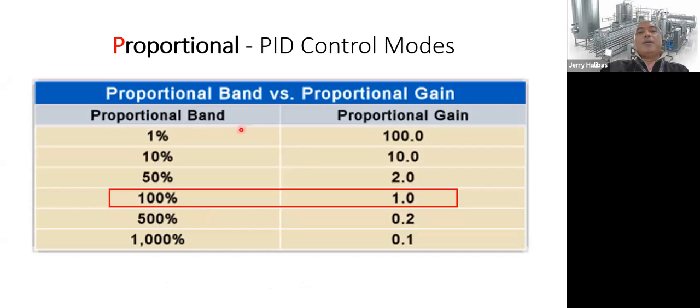So, the proportional gain, if it is 100, you make it inversely proportional: 1 divided by 100, so that is 1%. Then for a gain of 2, 1 divided by 2 is 50%. 1 divided by 1 is 100%, and so on and so forth. So they are inversely proportional. If the proportional gain is large, the proportional band is small.